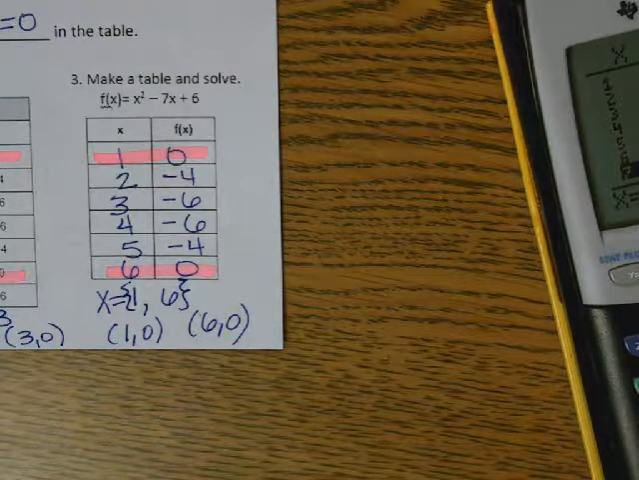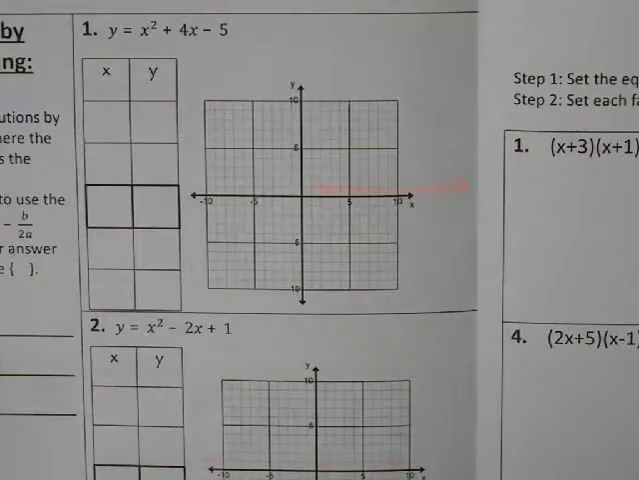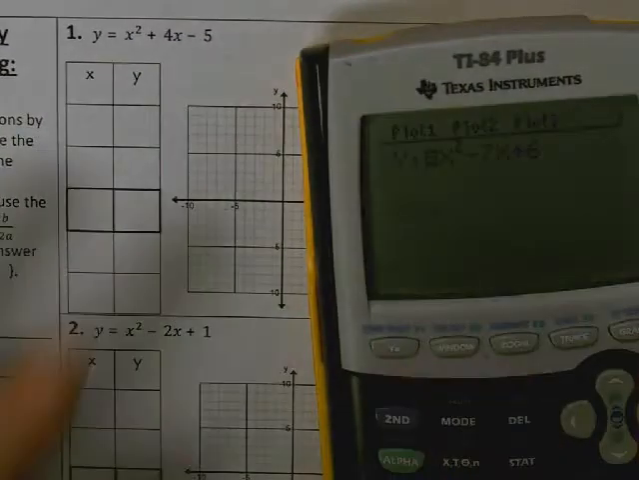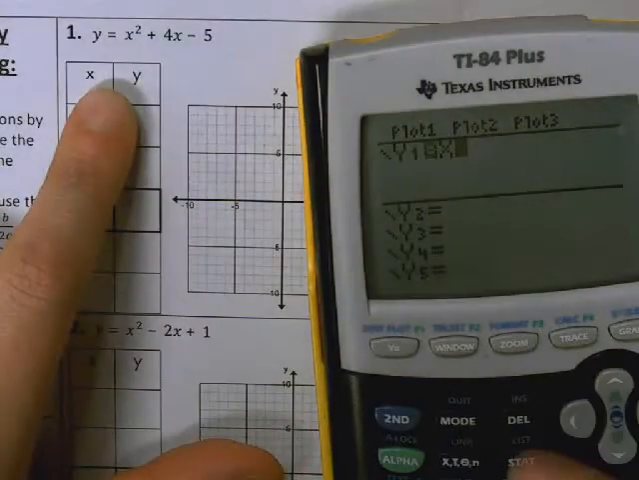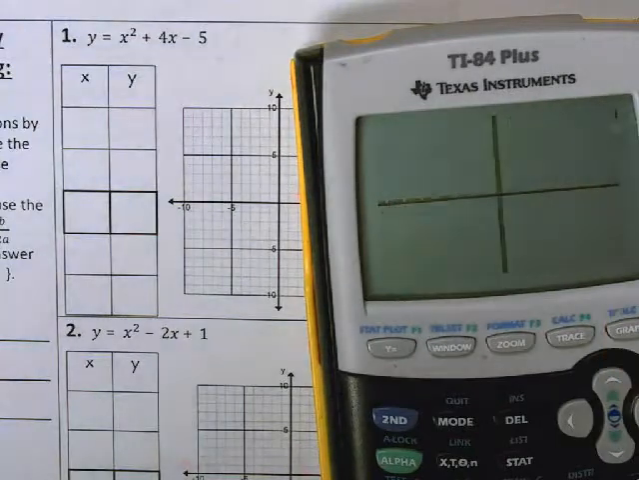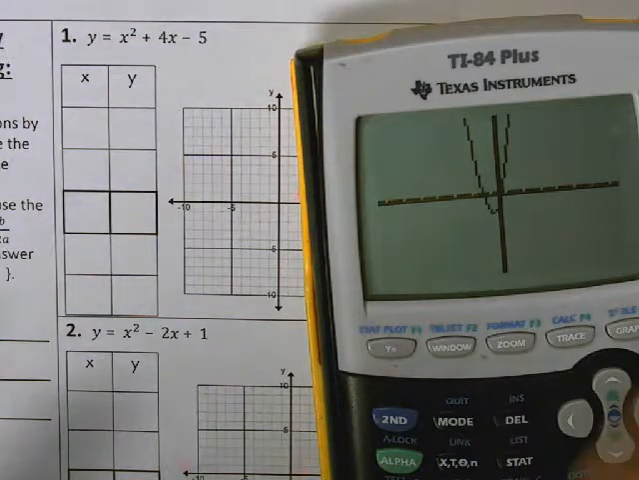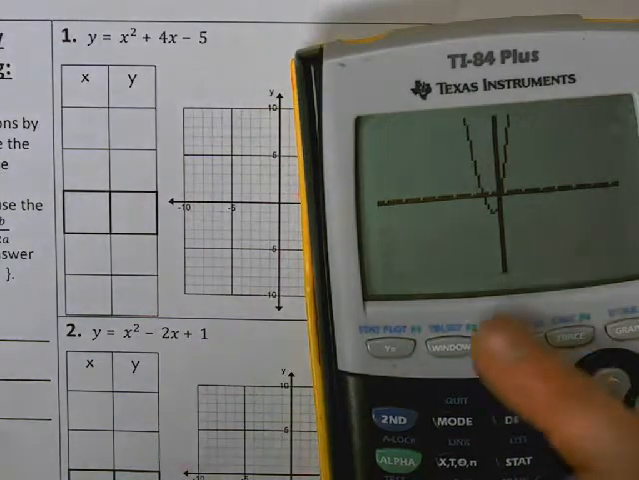The next easiest way is to graph it and find the solution. Now remember, there's several different ways to graph and find solutions to the problem. The first way is to flat out go to y equals on your calculator and type in the equation. So it's x squared plus 4x minus 5, and you can push graph and see how many solutions it actually has. And in this case, it looks like it's going to have 2 solutions.